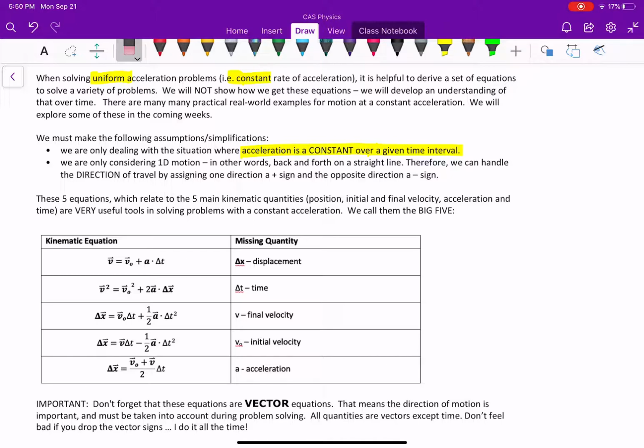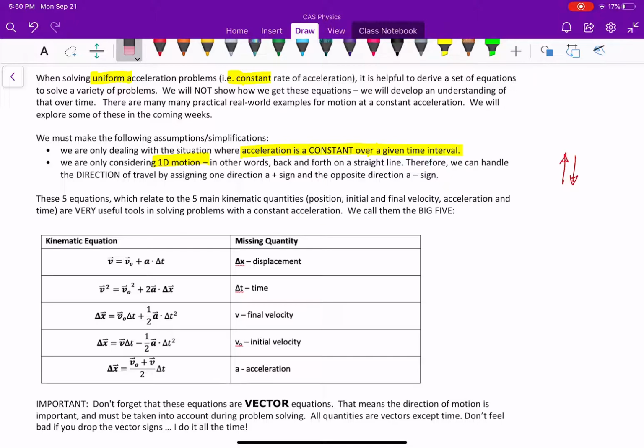So for the time interval we're dealing with, the acceleration has to remain constant. And we're still only dealing with one-dimensional motion. What I mean by 1D motion is just back and forth on a straight line. We're not going to turn any corners, so we're going back and forth, either up, down, left, right, north, south, east, west, but we're not going to, for example, go west and then south. We'll get to those problems later, but they involve richer math, vector math.